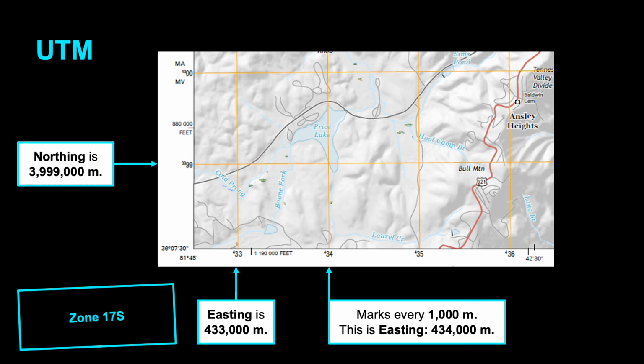The tick marks closest to the bottom left corner are labeled 3,999,000 meters north and 433,000 meters east. The tick marks are located every 1,000 meters. This means the next easting tick mark is located at 434,000 meters east. The next northing tick mark is located at 4 million meters north.